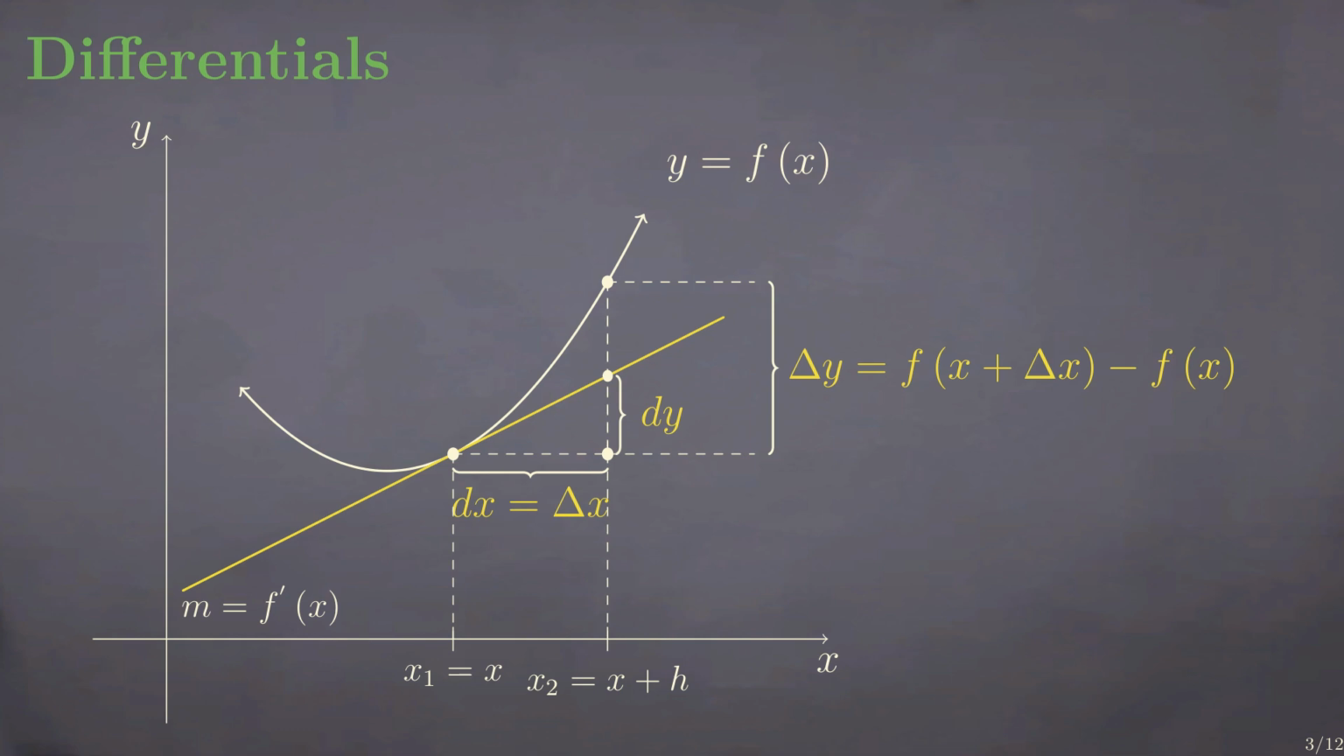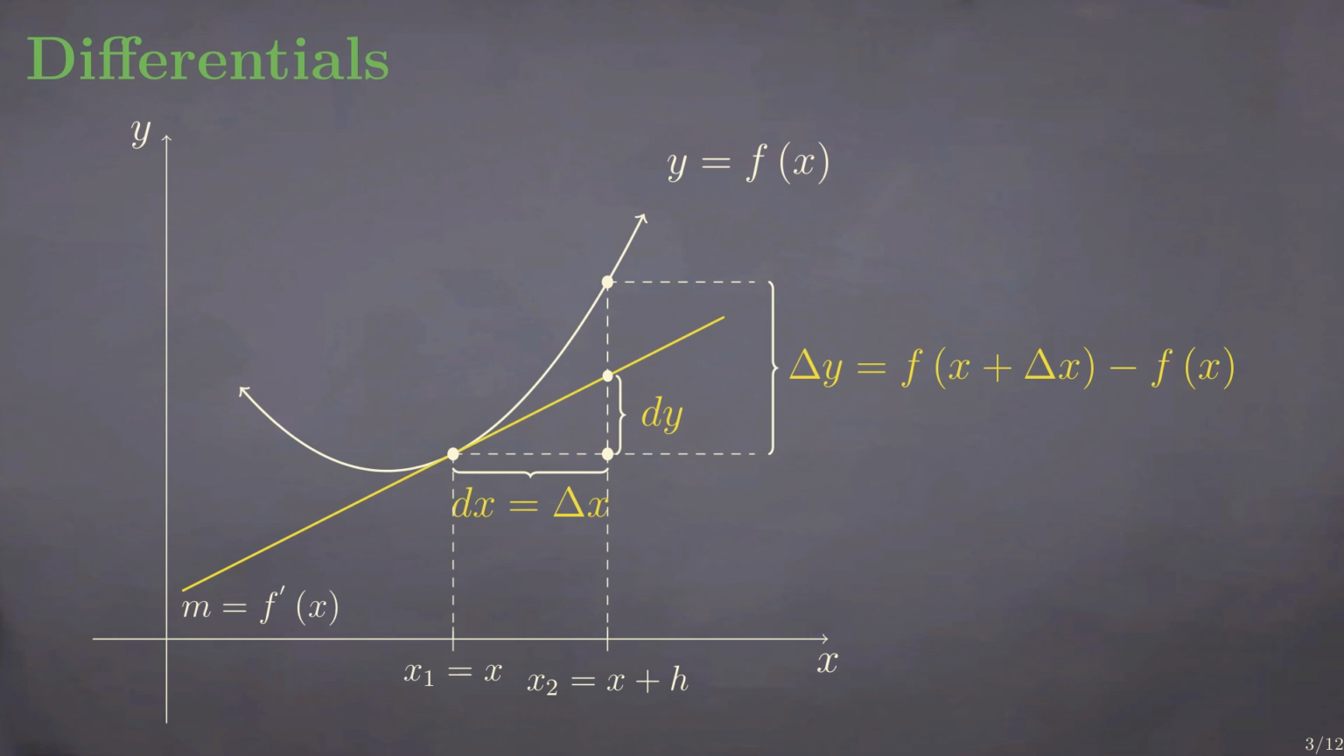So the quotient dy over dx is nothing but the slope of the tangent line to the graph passing through the point with coordinates (x1, f(x1)), whereas delta y is the difference between the two corresponding values of f. Let me remind you that dy over dx is the limit of delta y over delta x as delta x tends to 0, right? So for small values of delta x, it is reasonable to think that dy is reasonably close to delta y.